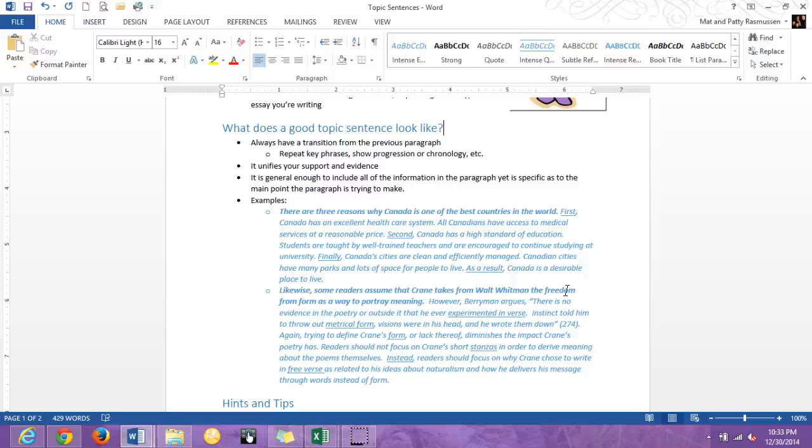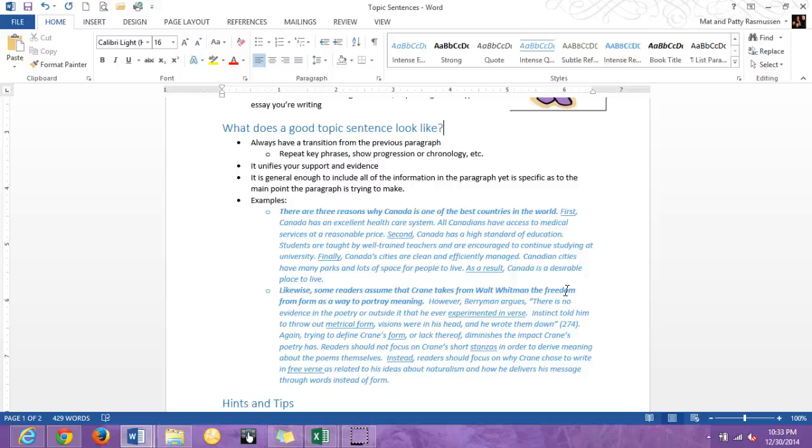Also, you need to make sure that all of the support and evidence are related to your topic sentence. So if you have any information in your body paragraph that doesn't relate back to that topic sentence, you're losing focus. And just like I've said about your thesis statement, if you don't have a thesis statement, your entire paper will crumble. If you don't have a topic sentence, your entire paragraph will crumble. So you have to make sure that all of those are in place.